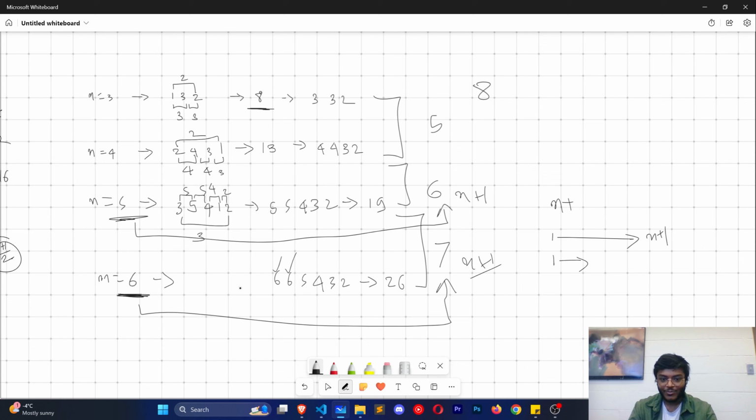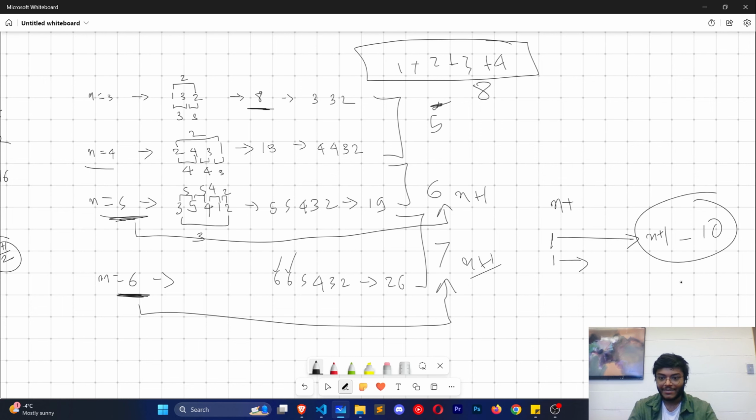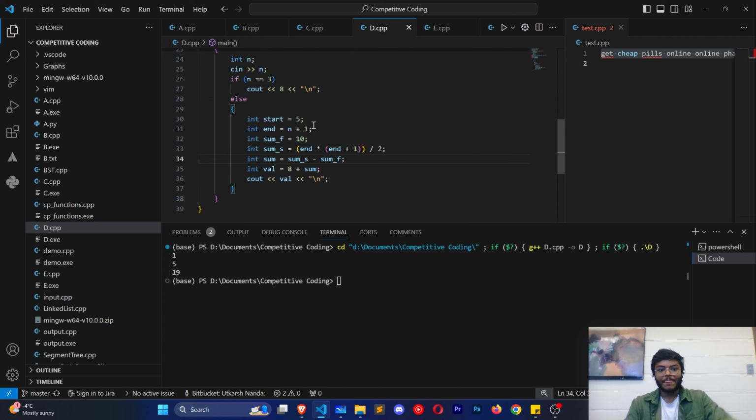So if n is equal to 6, what is the minimum value? The minimum value for any particular n is always 4, because we are adding up from 5, 5 plus 6 plus 7, right? So 1 plus 2 plus 3 plus 4, this value we don't want. So we just sum from 1 till n plus 1, and then we just subtract 4, 3, 7, 8, 9, 10. We just subtract them, and then we just add 8, which is the value for n is equal to 3. Yeah. So we start with 5 and with n plus 1.